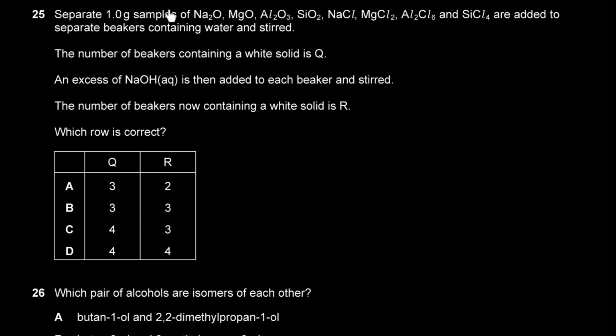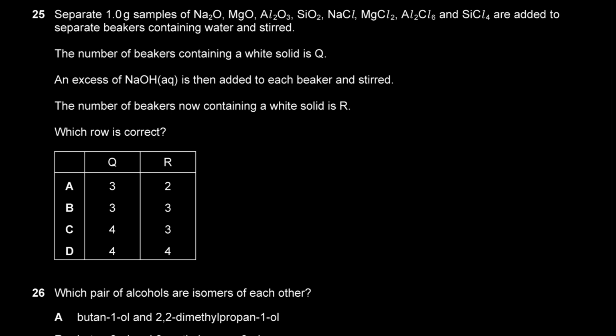Separate 1 gram samples of sodium oxide, magnesium oxide, aluminum oxide, silicon dioxide, sodium chloride, magnesium chloride, Al2Cl6, aluminum chloride, and SiCl4, that's silicon tetrachloride, are added to separate beakers containing water and stirred. The number of beakers containing a white solid is Q. An excess of aqueous sodium hydroxide is then added to each beaker and stirred. The number of beakers now containing a white solid is R.